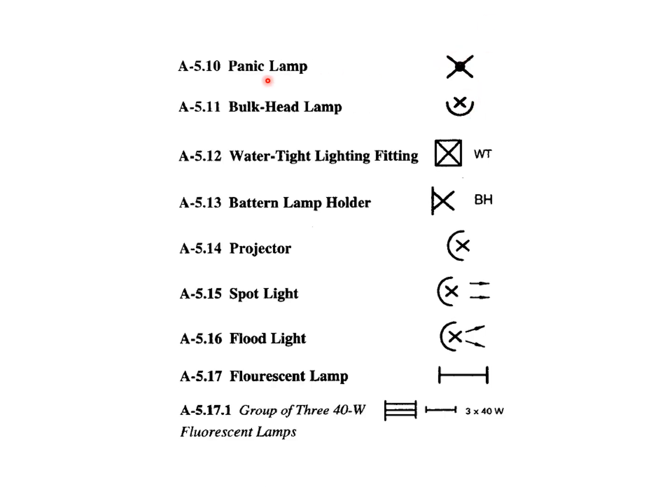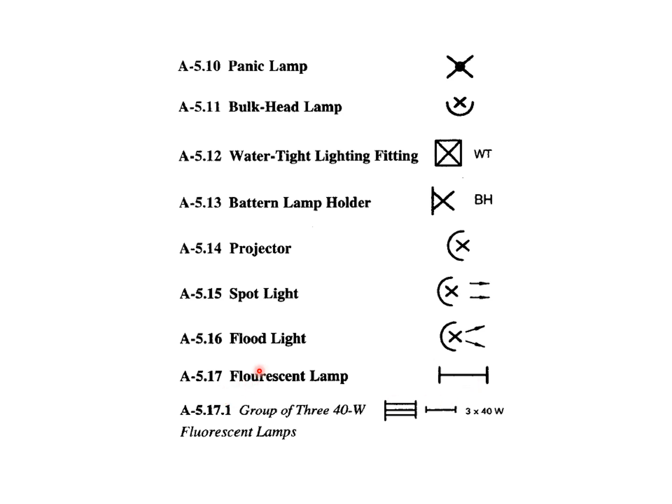Friends, this particular slide shows various types of lamps. The important one is the bulkhead lamp, which is provided mostly outside the building and inside the toilet. Inside the toilet, a watertight fitting is shown like this. Batten lamp holder is shown by this symbol. Projector is shown by this. Spotlight, floodlight, and fluorescent lamp are shown by respective symbols.